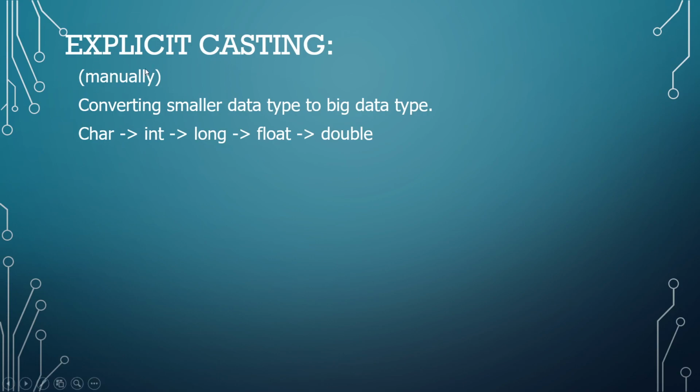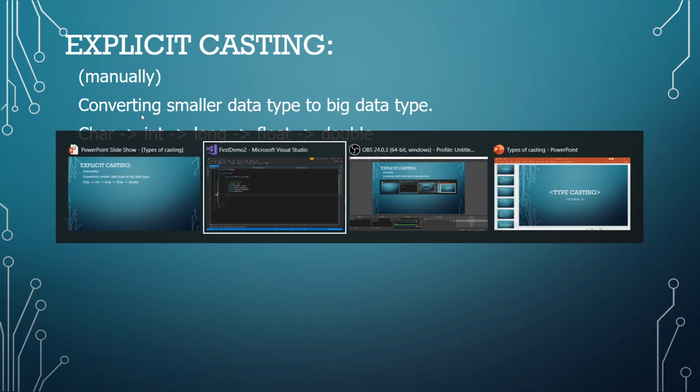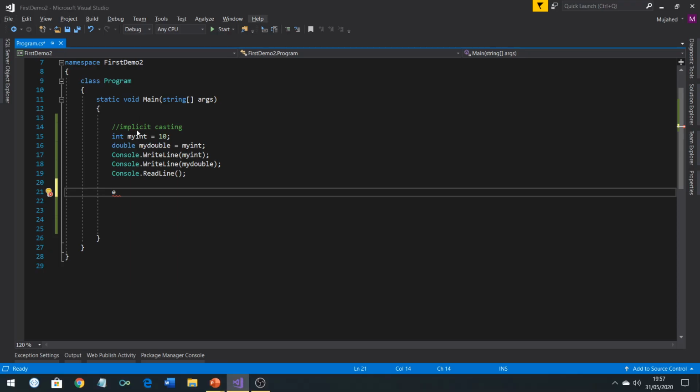Explicit casting is required manually. We have to do it all by ourselves, like converting a bigger data type to a smaller data type. Let's look at an example of how we can do this. This casting must be done manually by placing the type in parentheses in front of the value.